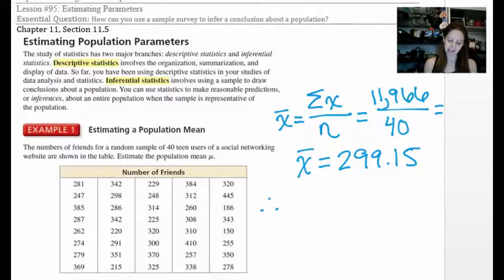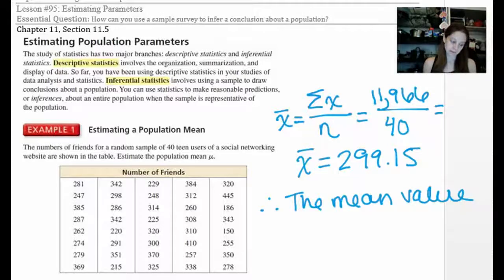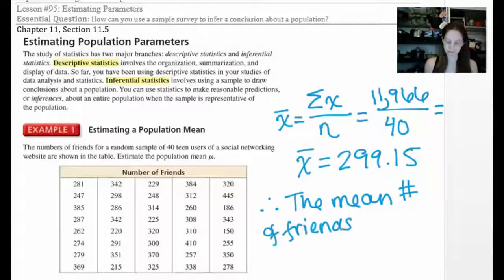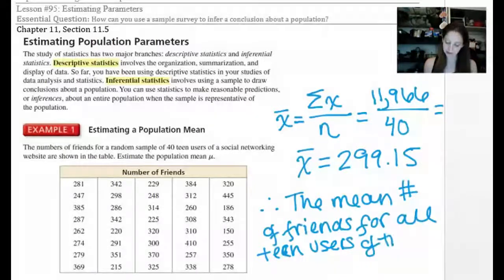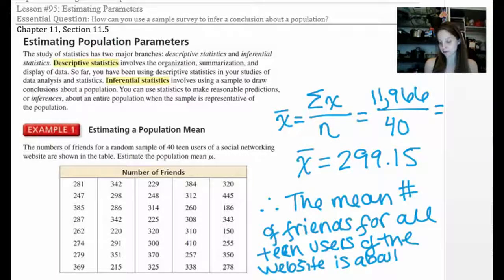Therefore, we can say the mean number of friends for all teen users of this website is about 299.